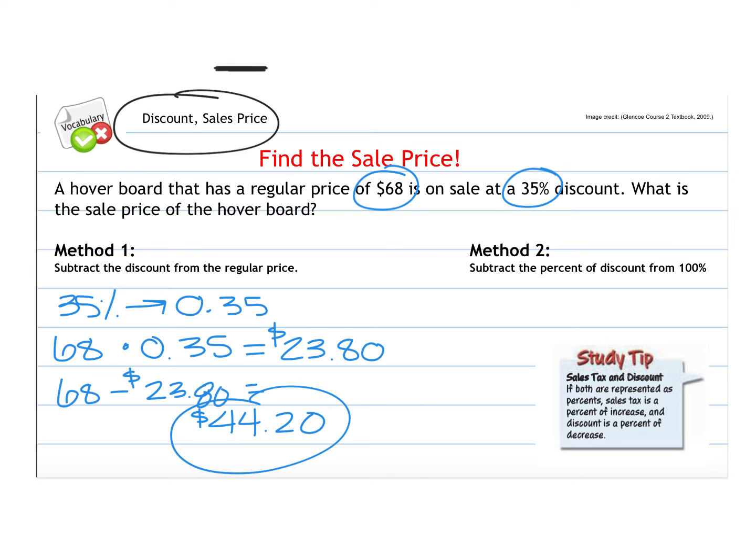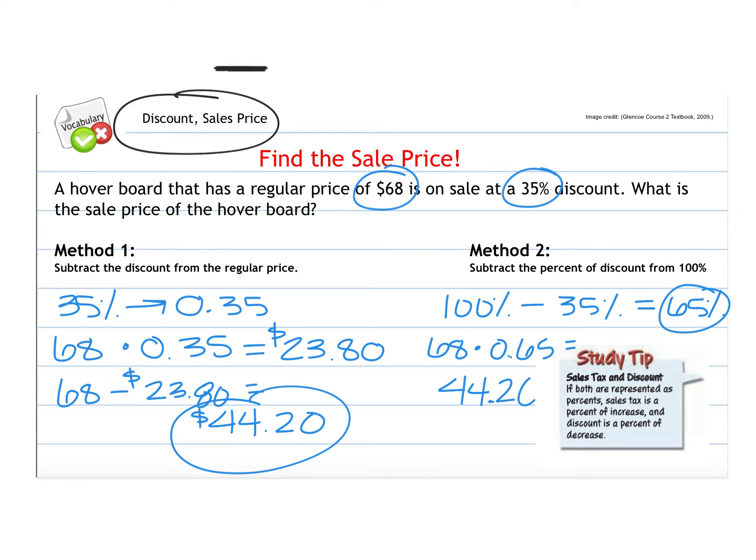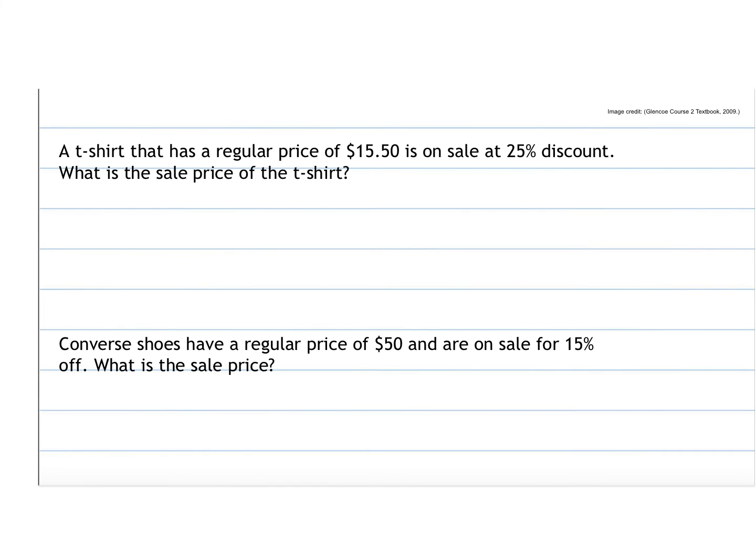Method two is we would subtract the percent of discount from 100%. So this time I would do 100% minus 35%, which would give me 65%. And then I would take $68 and multiply it times 65% as a decimal, which is 0.65. If I do 68 times 0.65, I get 44.2. Add that 0, and it's $44.20. Okay, let's try some more.